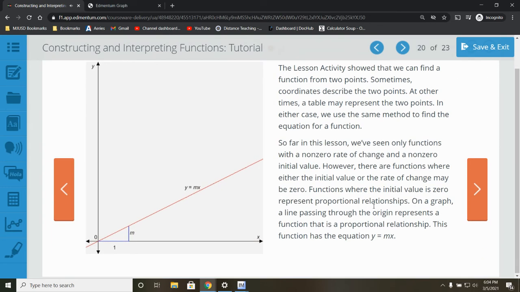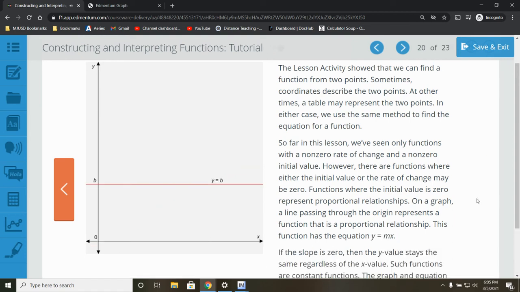So far in this lesson, we've seen only functions with a non-zero rate of change and a non-zero initial value. However, there are functions where either the initial value or the rate of change may be 0. Functions where the initial value is 0 represent proportional relationships. On a graph, a line passing through the origin represents a function that is a proportional relationship. This function has the equation y equals mx.